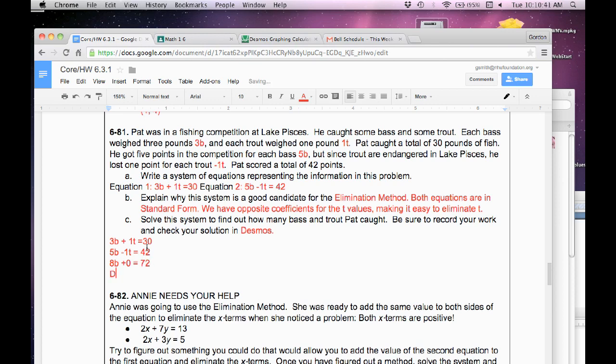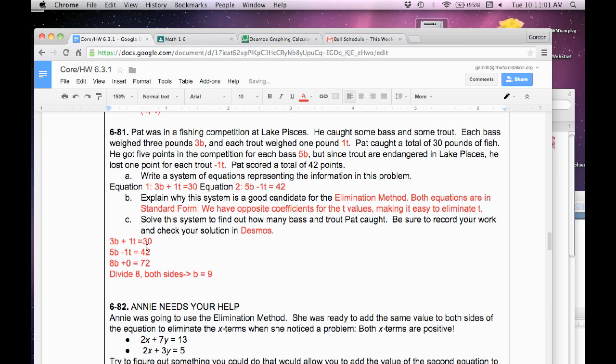Then all we got to do is divide by 8 on both sides, and that will get us B is equal to 72 divided by 8, which is 9. Then we can just put that back in. We can sub in 9 for B. We'll just put it into the first equation. You can do either equation. It doesn't really matter, but we're going to do it into there.